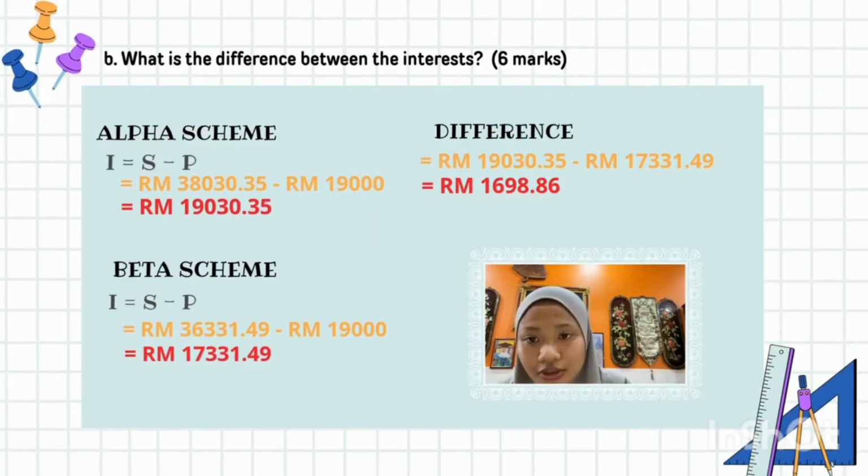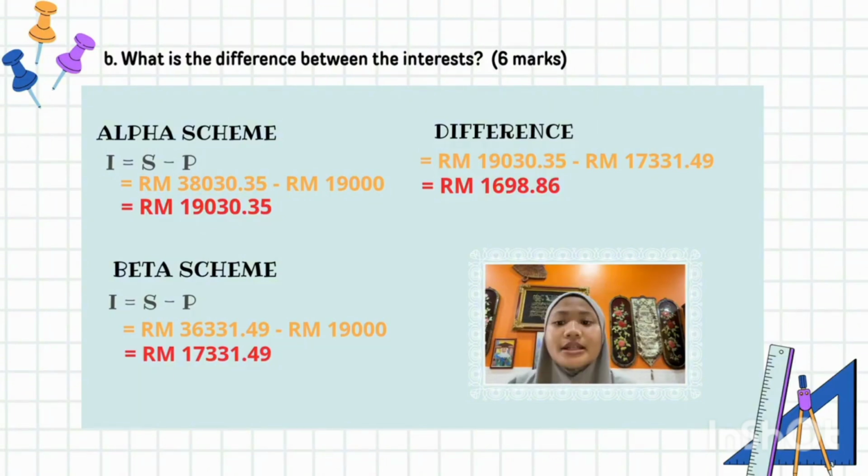Moving on to the second part of the question, we need to find the difference between the interest earned by both schemes. To find the interest earned, we use the formula where interest equals the final amount S minus the principal P. For interest for Alpha scheme, we use I equal 38,030 ringgit and 35 cents minus 90,000. We will get 90,030 ringgit 35 cents. For interest for Beta scheme, I equal 36,331 ringgit 49 cents minus Rm 90,000 equal to 70,331 ringgit 49 cents.